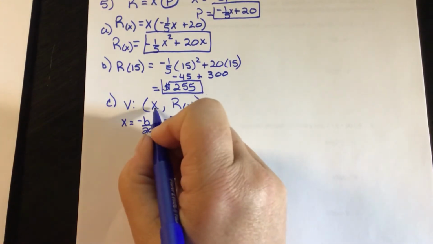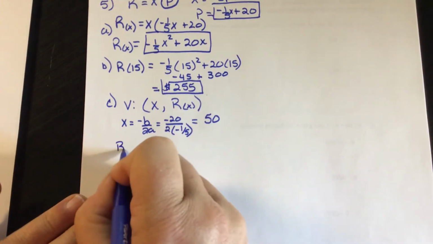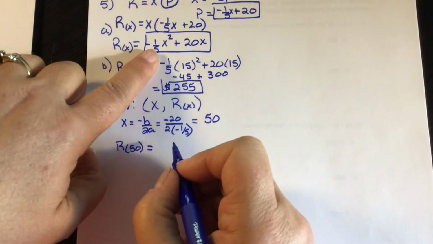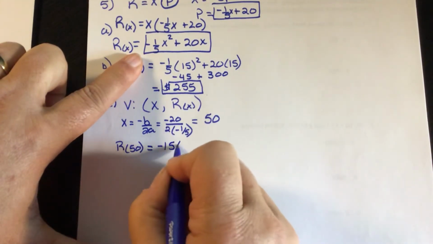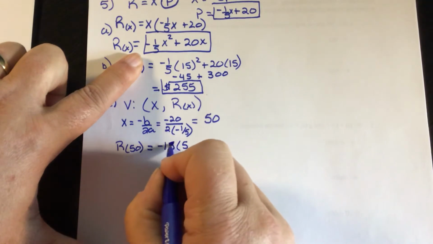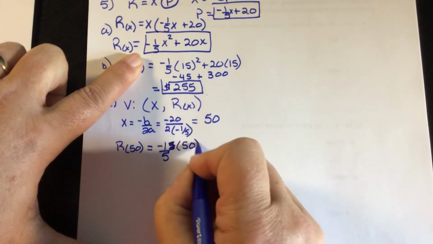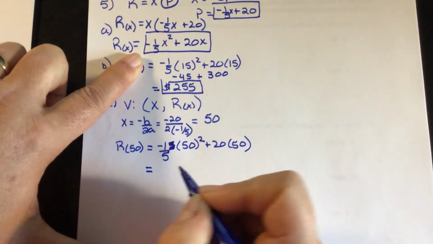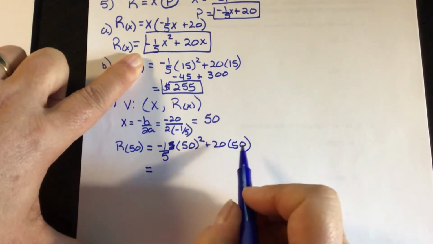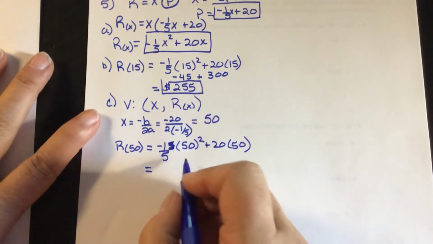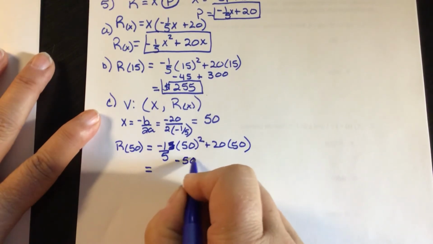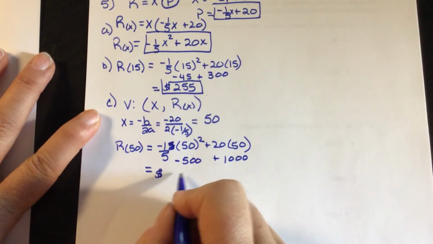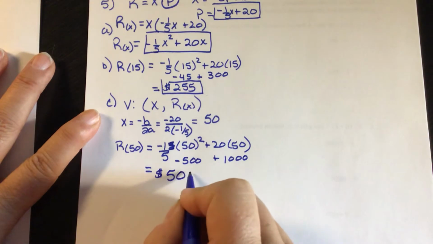So I'm going to sell 50 items, and the revenue for 50 items is going to be, and I'm going back up here to this equation, negative 1/5 times 50 squared plus 20 times 50. And when I do the calculating on all of this, this is going to end up being negative 500 plus 1,000. So the revenue is $500.